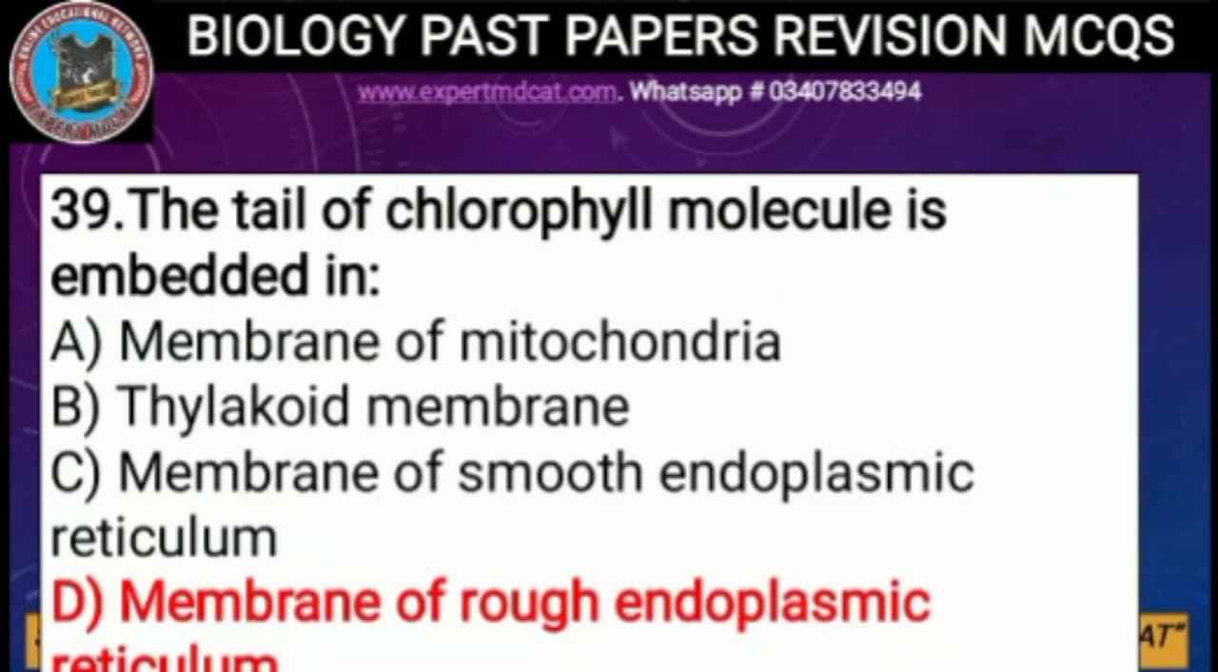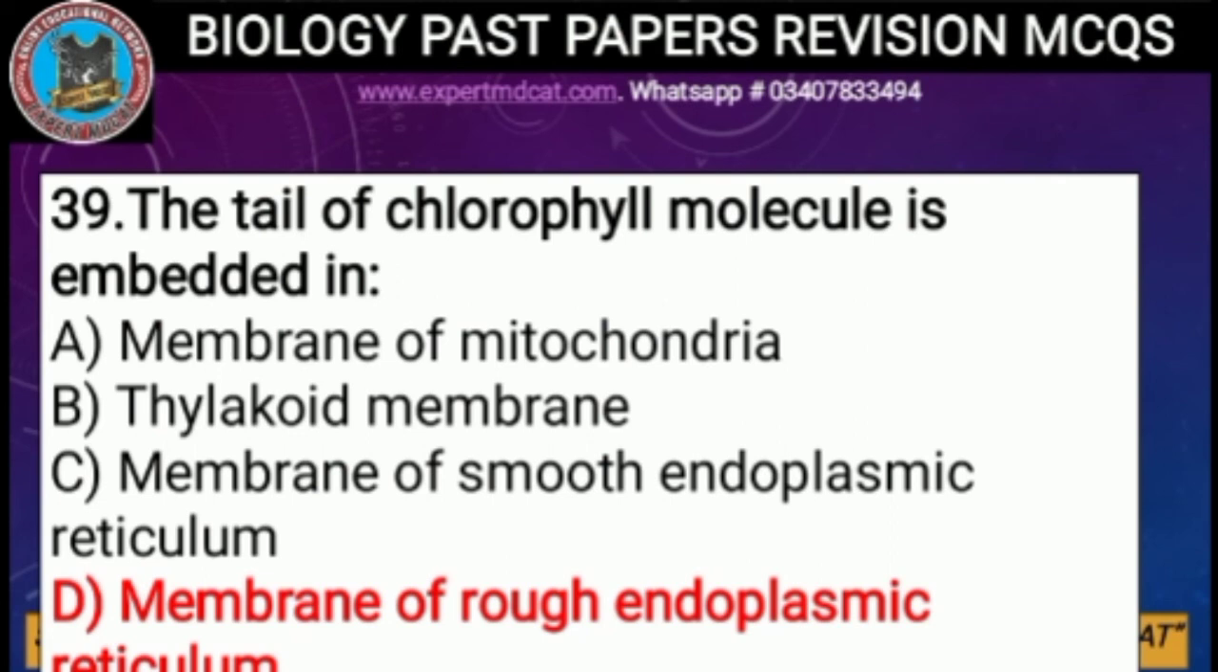Question number 39: the tail of the chlorophyll molecule is embedded in. Options are membrane of mitochondria, option B is thylakoid membrane, option C is membrane of smooth endoplasmic reticulum, and option D is membrane of rough endoplasmic reticulum. We have been asked about the tail of chlorophyll, and the correct option is B. The marked one, which is D, is not correct, because the tail is not present in the membrane of rough endoplasmic reticulum.